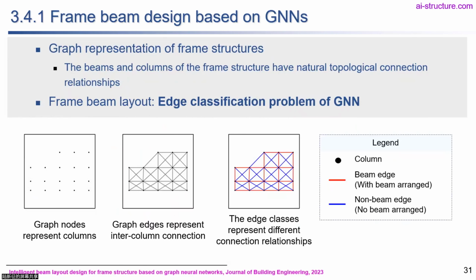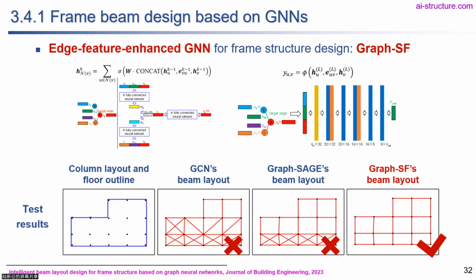an edge classification problem of GAN. So AI does the learning and knows, okay, some locations we need to arrange a beam, some locations we don't need to arrange a beam. But we checked and we found that existing GAN algorithms cannot satisfy the requirement. So we proposed the edge feature enhanced GAN called Graph SF.